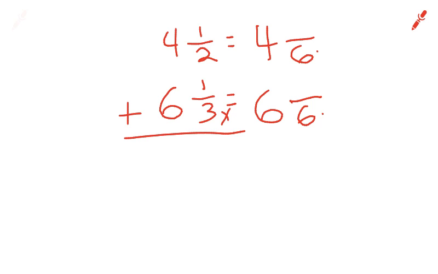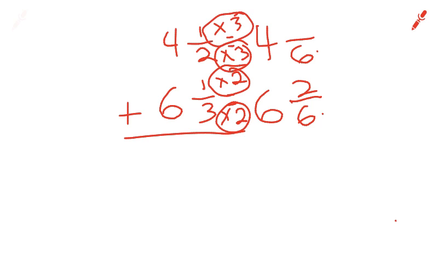3 times what will equal 6? 3 times 2. If we do a times 2 there, we got to do a times 2 here. 1 times 2 is 2. 2 times what equals 6? 2 times 3. If we do a times 3 there, we must do a times 3 on the top as well. 1 times 3 is 3.